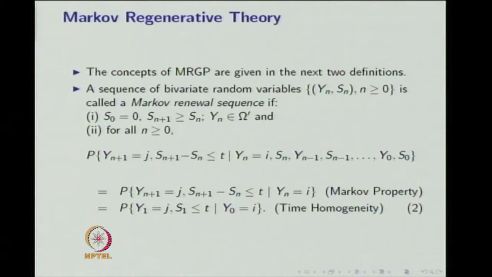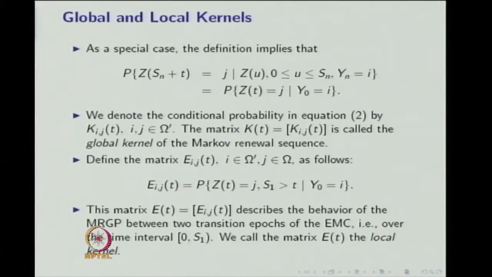A Markov renewal sequence is also defined in the bivariate form like this, and usually this form of definition is frequently used since the renewal time and the state of the system at the renewal instant are both important. So, this conditional probability becomes the transition probability, that is, these conditional probabilities form a matrix K(t), and that is called the global kernel of the Markov renewal sequence.